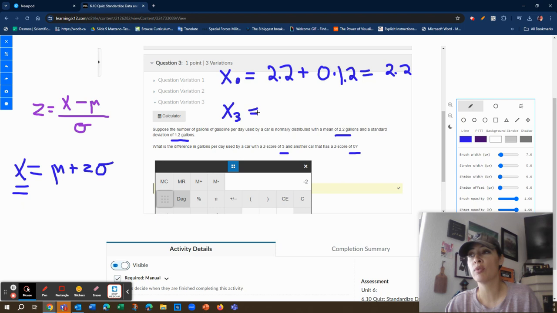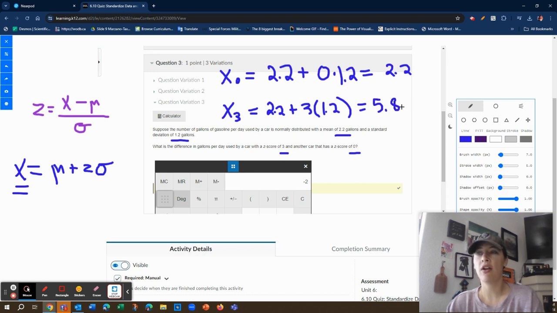So now it's 3 standard deviations above the average use of fuel. So then we're going to do 2.2 plus 3, that's the z-score, times 1.2. In our calculator, we will get 5.8. You can put it in your calculator. All right, but we're not done because the final question is asking us what is the difference in gallons used.